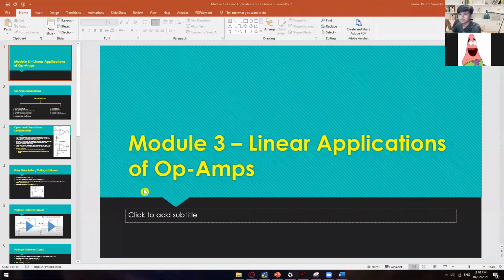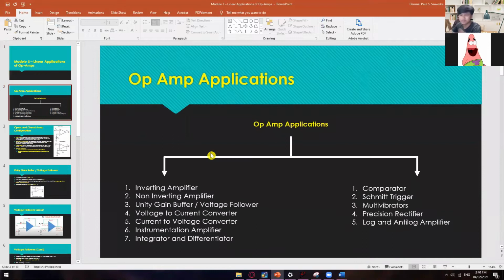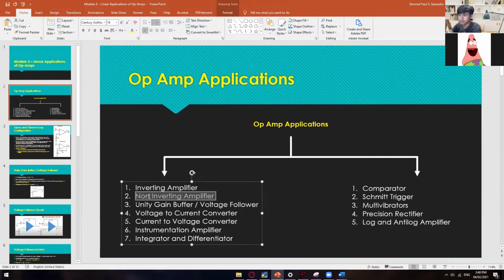Yes, sir. All right, so for module 3, we'll talk about linear applications of op-amps. As you may all know, there are two types of op-amp applications: the linear and the non-linear applications. For the linear applications, we have 7, and for the non-linear, we have 5. As you can see, we have already finished number 1 and number 2, which are the inverting and the non-inverting amplifier.